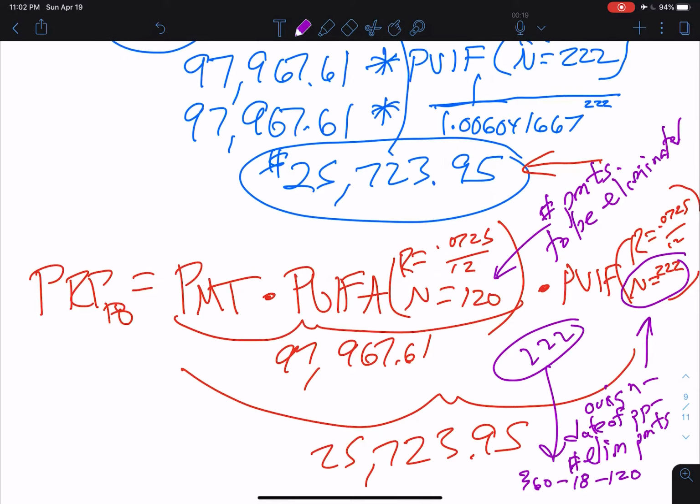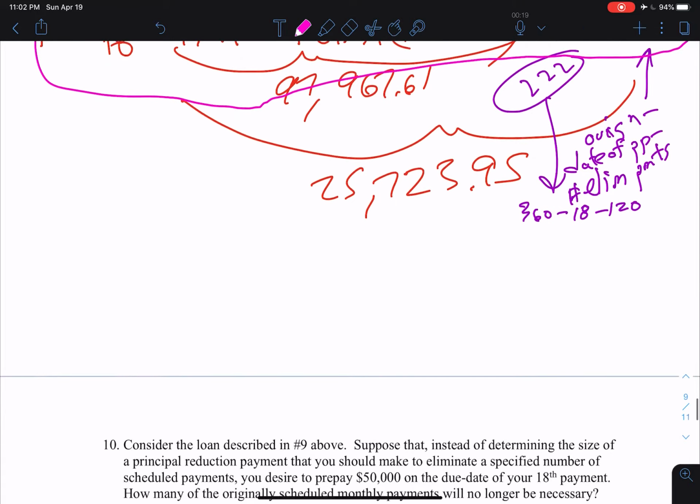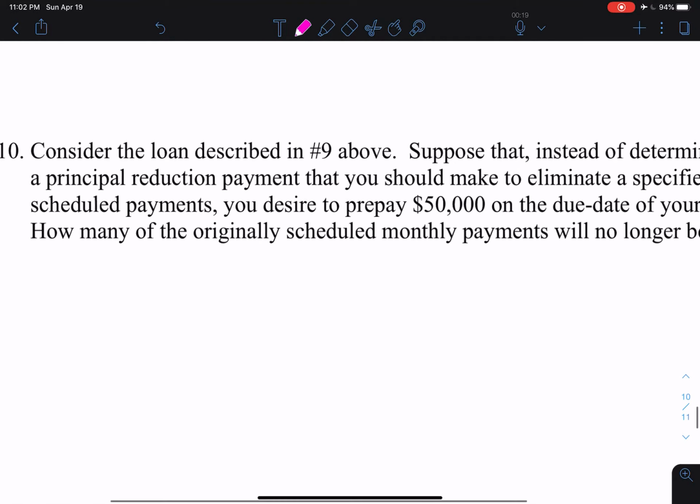And again, I'll just outline this in pink, the importance of this little equation right here. It's a very important equation. So keep that equation in mind. Now, let's look at problem 10.